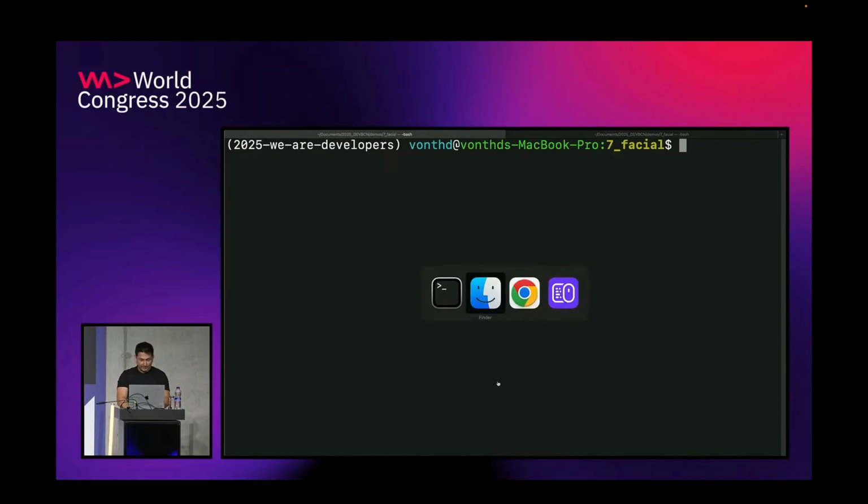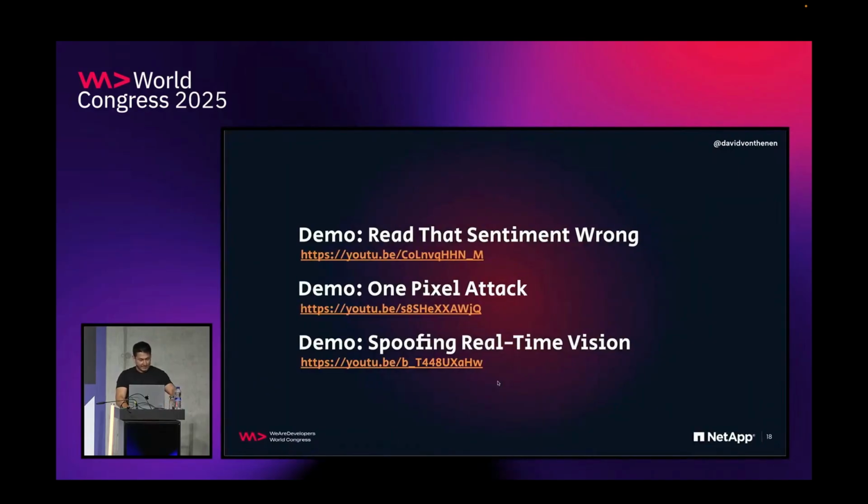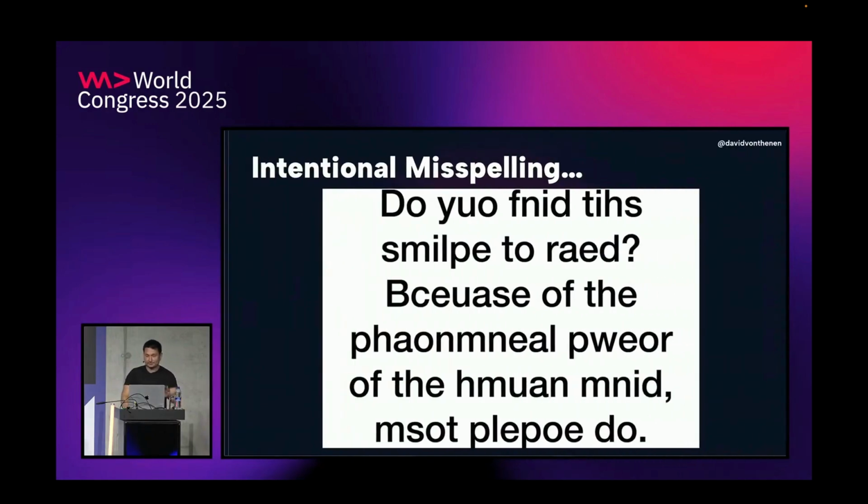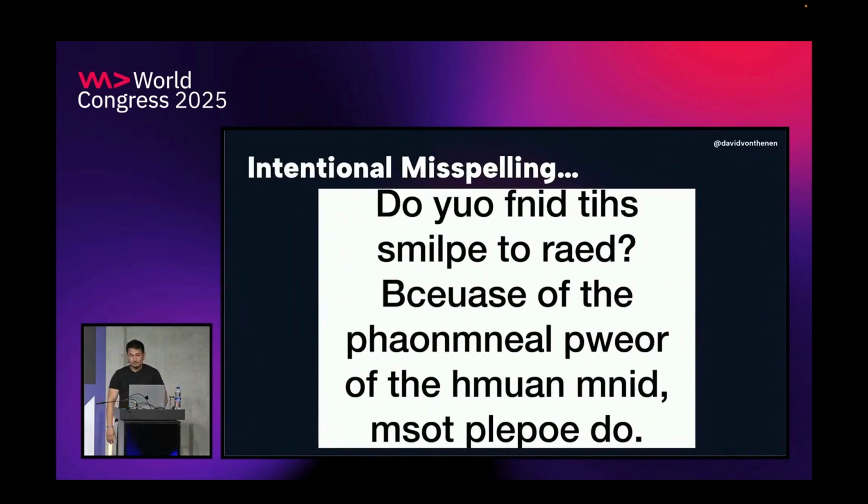All right, let's get back to the presentation. So the sentiment analysis, where we changed the spelling and screwed around with the grammar and all that fun stuff, you're probably saying, why would anybody do that in the real world? Every word here is misspelled, but you can totally make out what that thing says. And that's why you might want to do that, right?